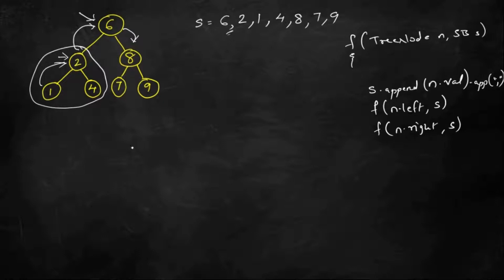Now I need to stop when this node is a leaf node, right? There are no child nodes to this node, right? So in that case, if my n equals null, I need to directly return. Okay, I don't need to do anything, and this can be void type.